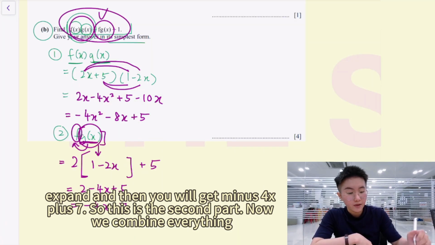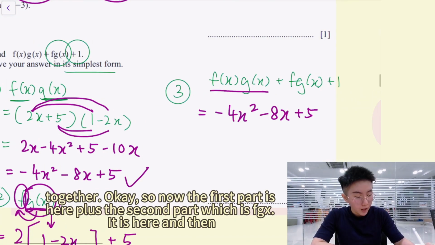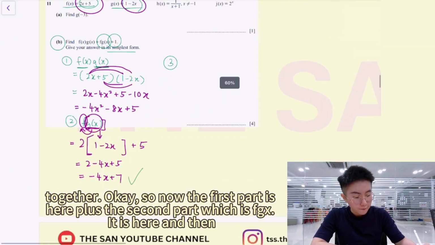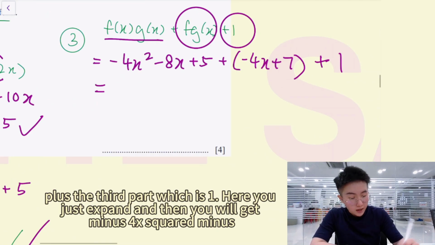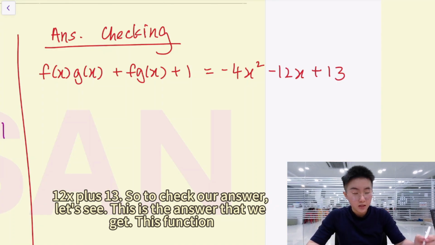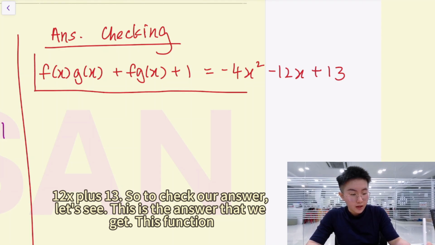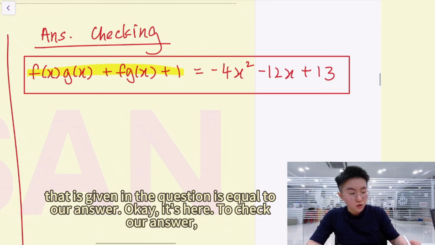Now we combine everything together. The first part is here, plus the second part, which is f(g(x)), it is here, and then plus the third part, which is 1. Here you just expand and then you will get minus 4x squared minus 12x plus 13. So to check our answer, this is the answer that we get. This function that is given in the question is equal to our answer.